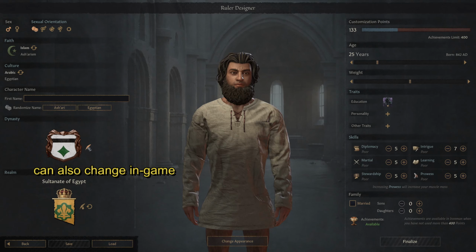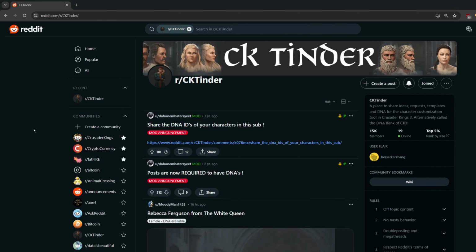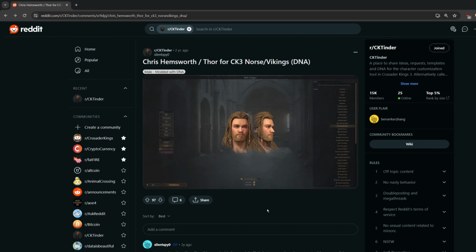We can change the dynasty coat of arms and motto and title coat of arms. We can change our appearance to a high degree, which I'm not good at. There is a subreddit called CK Tinder where people post their creations, like Silent Spy Zero posted Chris Hemsworth here.